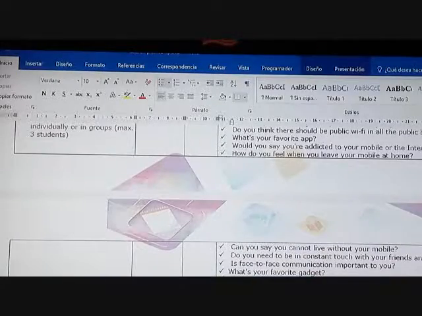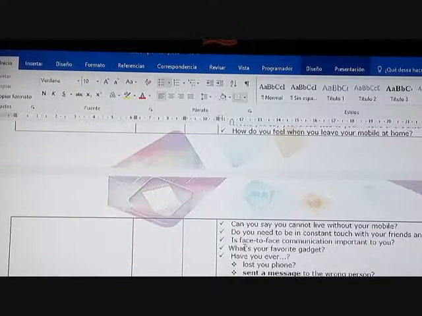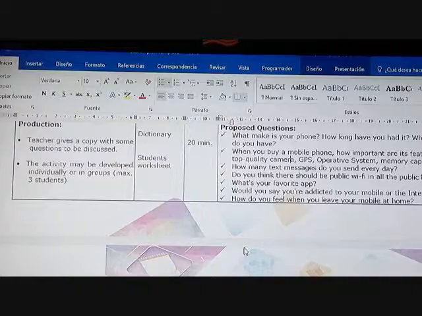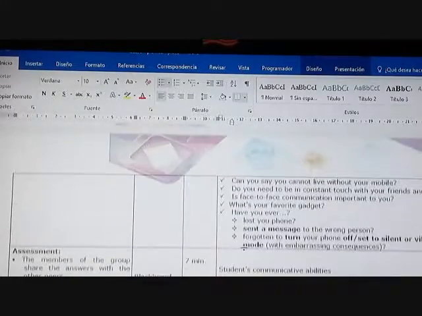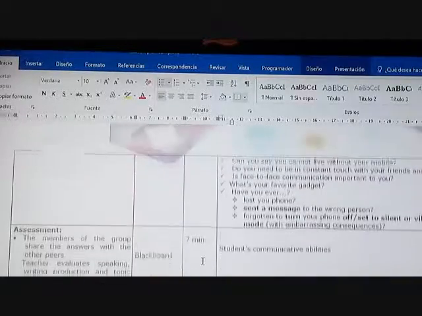Okay, this is a variety of different kinds of questions that are very suitable for the lesson plan. For example, have you ever lost your phone? Sent a message to the wrong person? Forgotten to turn your phone off, or set it to silent or vibrate mode? Okay.